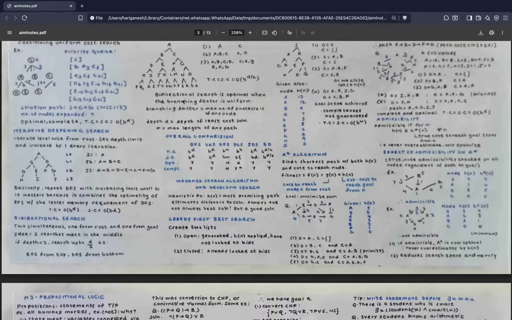So this is optimal when the branching factor is uniform. I honestly don't know what that means, but who cares? It's a bit of theory you probably have to remember. There's a small table here that compares the time and space complexity. They will probably ask for this, so find some way to remember that.